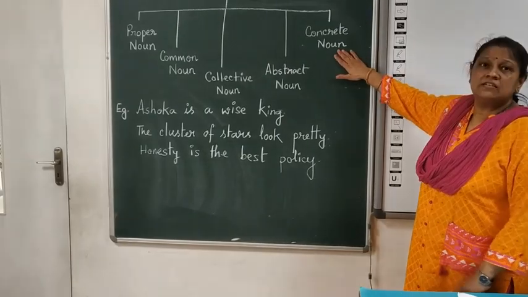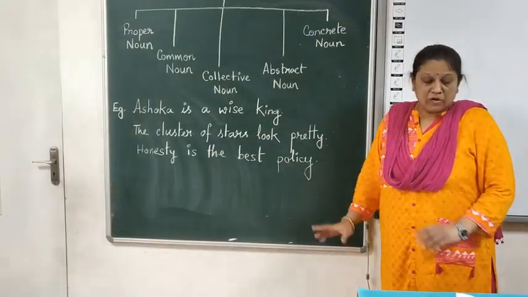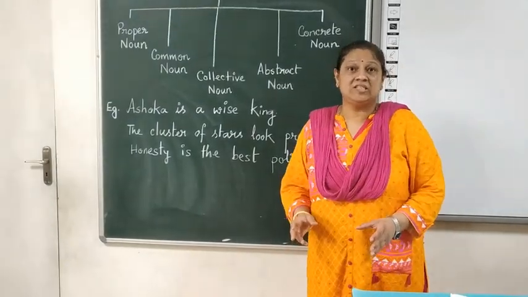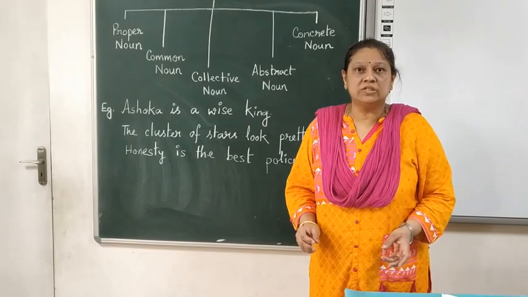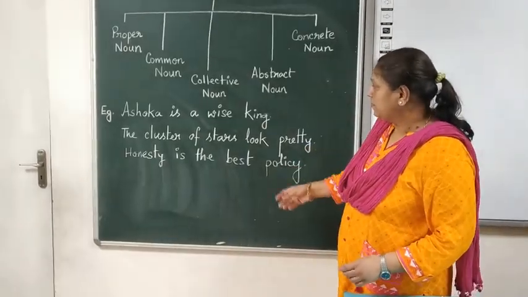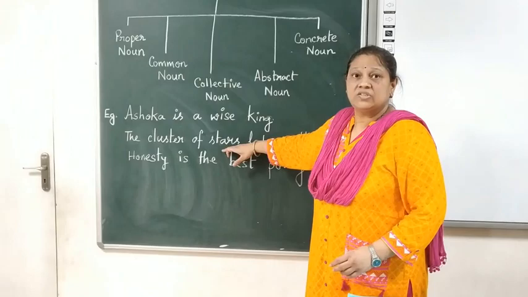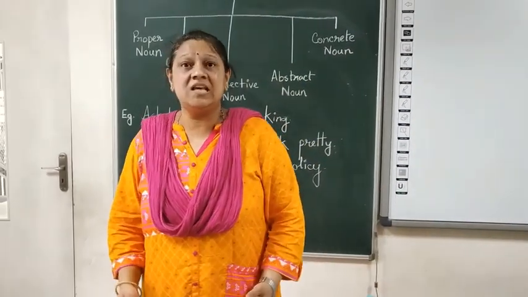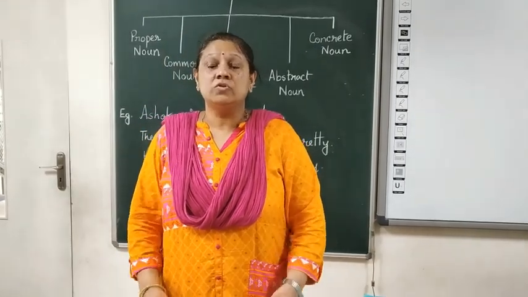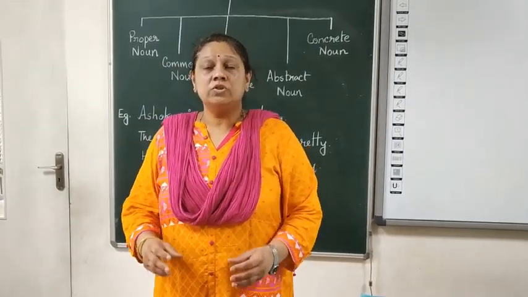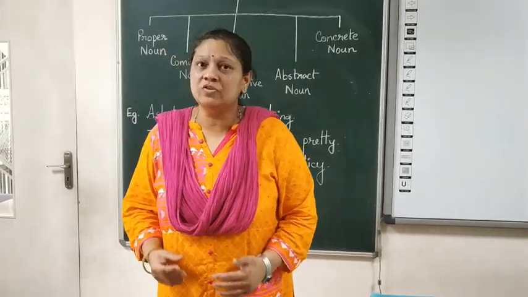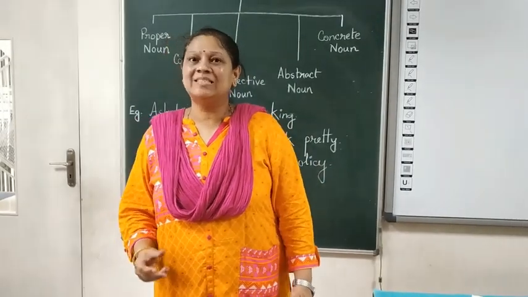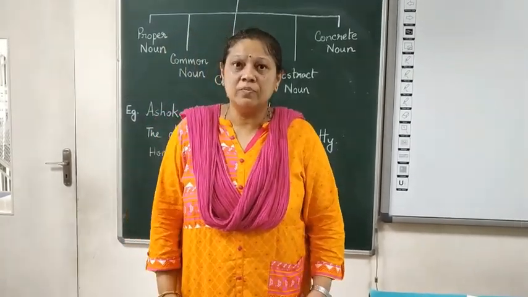Now, concrete nouns. The common nouns that are the names of anything that have their existence are called concrete nouns. Now, concrete nouns can be of different types. Stars is a concrete noun. The lion is a concrete noun because we can see them and they are all common nouns. So whatever are common nouns which we can feel, we can see the presence of, are called concrete nouns. I'll be giving you more examples to make it more clear for you.